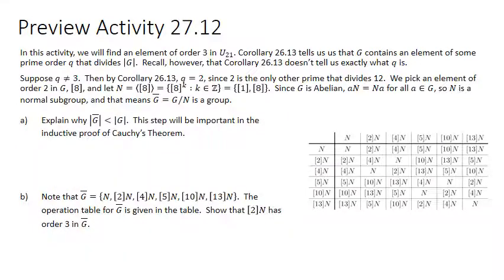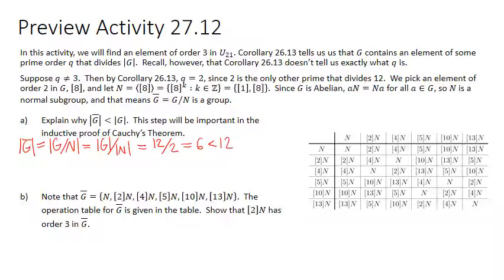Okay, so let's go over the answers here. Part A: explain why the order of G bar is less than the order of G. This step will be important in the inductive proof of Cauchy's theorem. I think the easiest way to explain is to remind you that G bar is G mod N. The order of G mod N is the number of cosets of N, and that is the number of elements in the group divided by the number of elements in the coset. So the number of elements in the group is 12, and the number of elements in N is 2. This gives 6, which is less than 12.